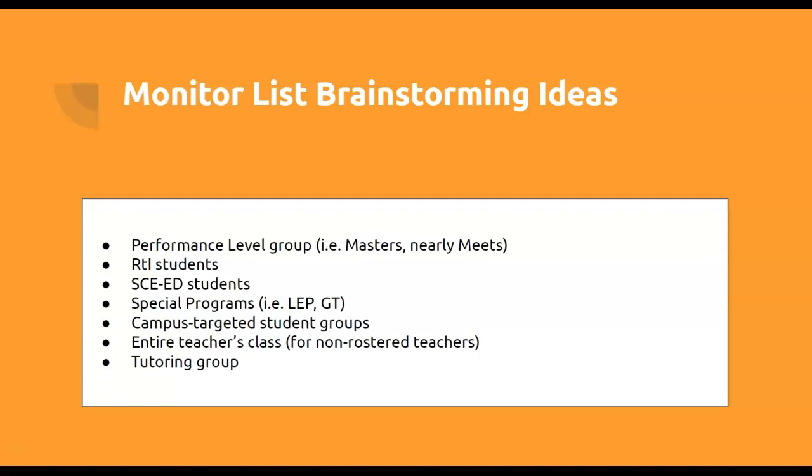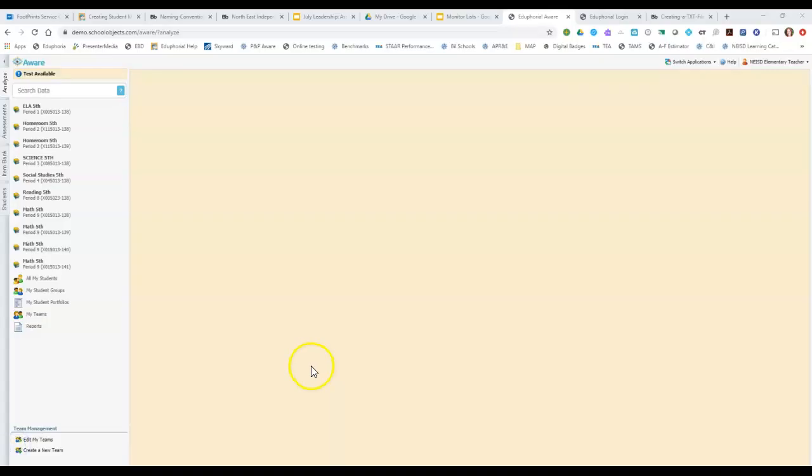There are a lot of different ways that you can use monitor lists. Okay, so in order to create the monitor list, first things first, you need to go into Aware. Now, for the purposes of this video, the first thing that I'm going to do is show you how to use your current assessment data to find a particular group of students that you want to target, and then get their names and ID numbers and create a CSV file. Later on, I'll show you how to search for specific students or teachers' classes.